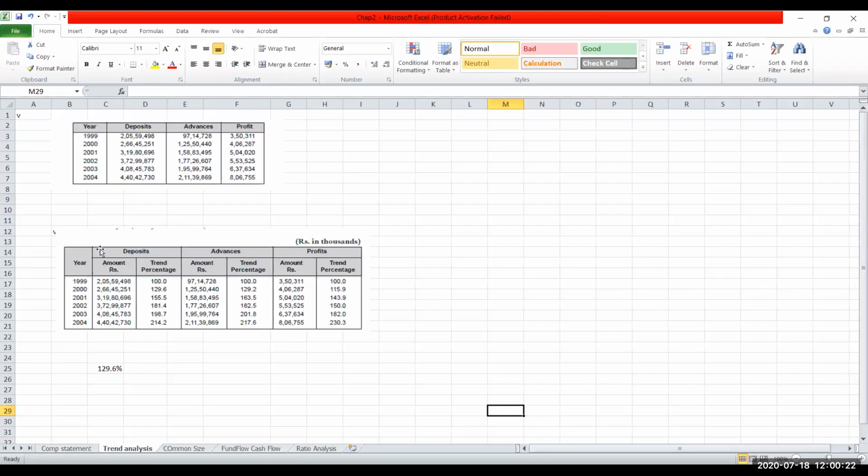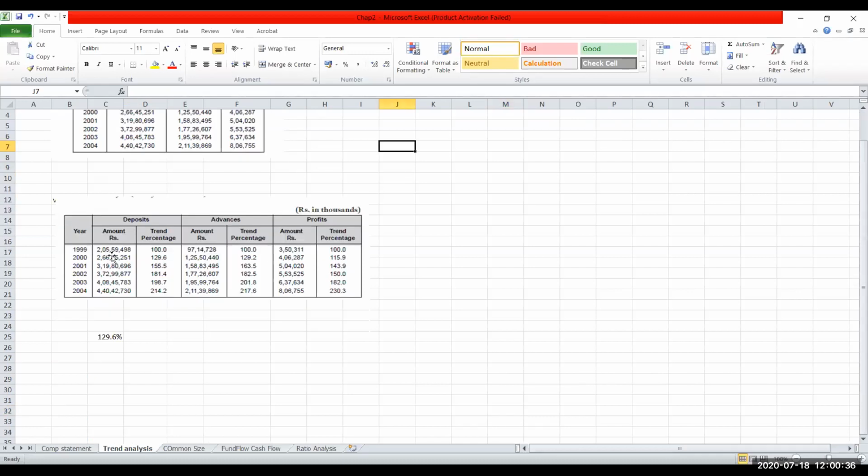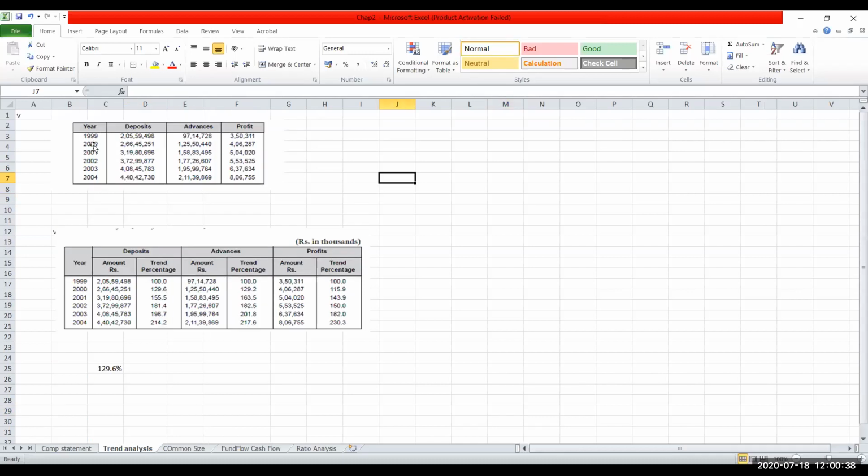So these two are important activities for the bank: deposits and advances. So you also get the profit. This is just an illustration. I'm taking the example of deposit, I'm taking the example of advances, and I'm drawing the profit in that. If you see here, it is starting from 99, 2000, 2001, 2002, 2003, 2004. What I have done is I have taken this 99 as a base, and I've seen the movement from here to here. What is the movement?